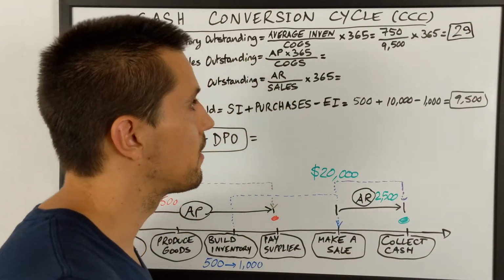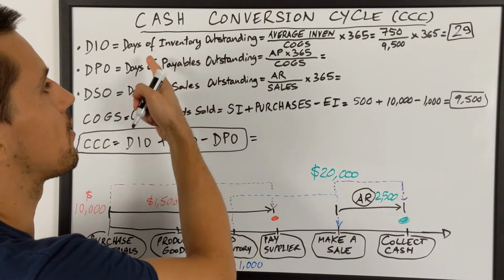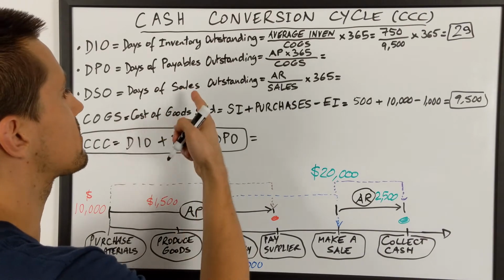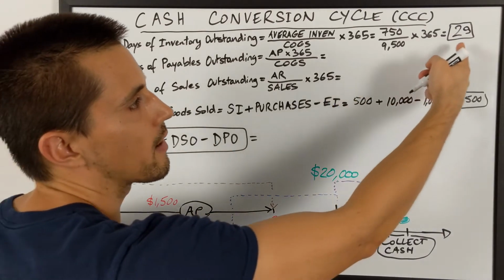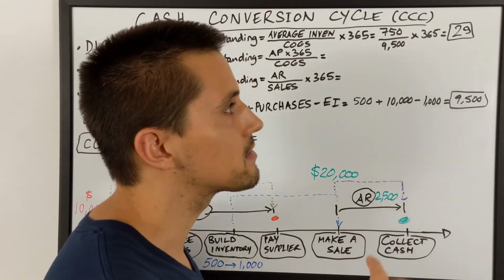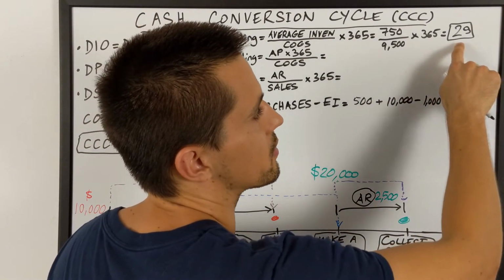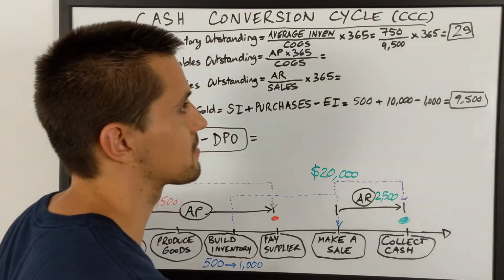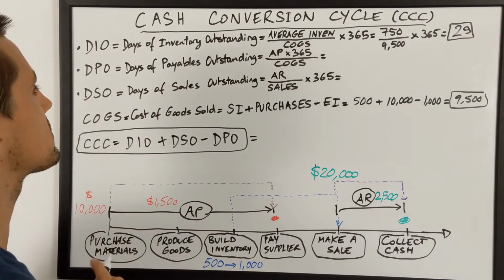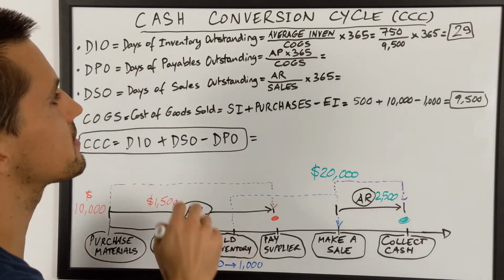One little tip, when you calculate days of inventory, days of payables, days of sales outstanding, please round the numbers, because we're talking about days. So here it's going to be 29 days. It doesn't make sense to put 28.7 days, right? That's useless. Now let's move on to the second one, days of payables outstanding.